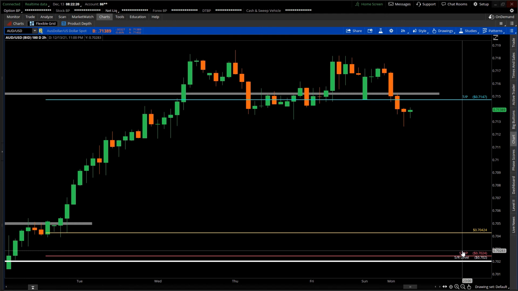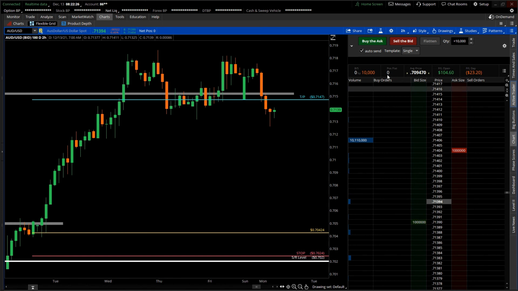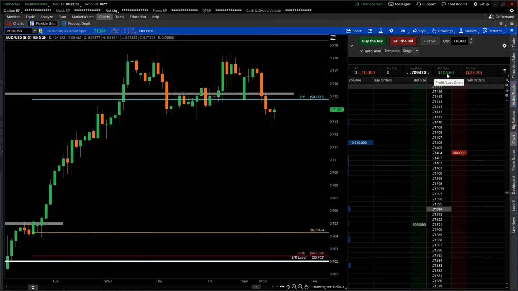And if I click on active trader, I'm totally out of this trade. I don't have a position anymore, and my overall profit was $104.60. So that's over 1,000 pips.